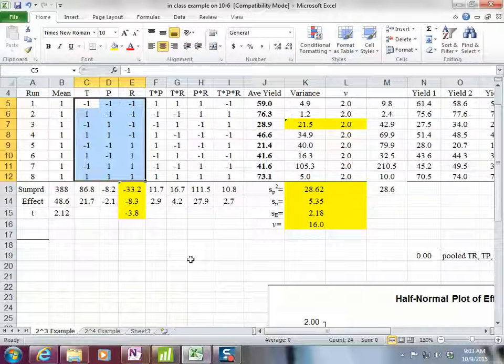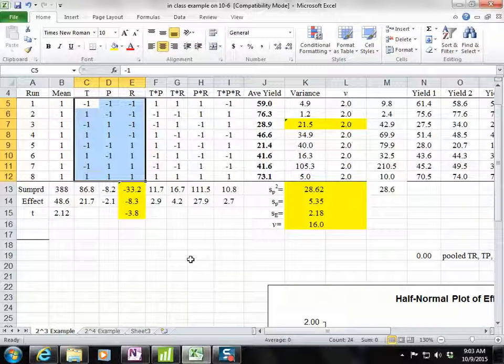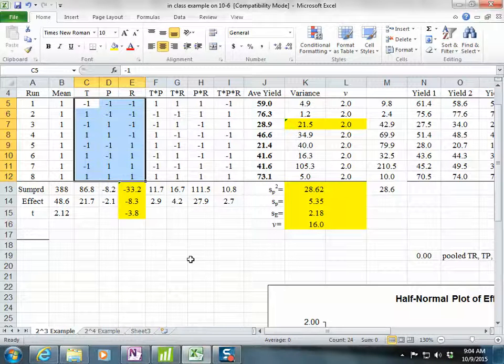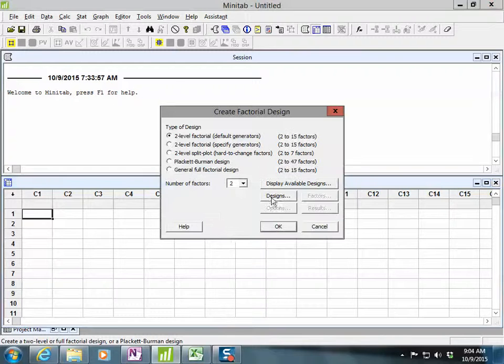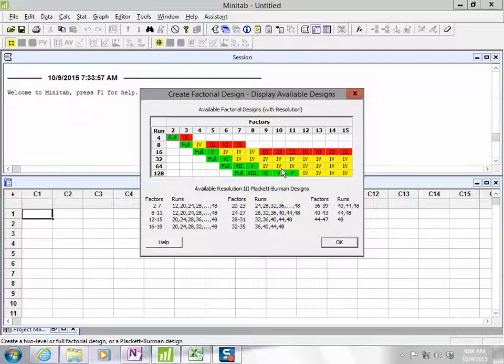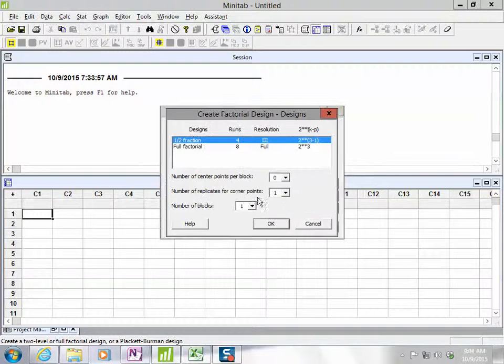What I showed you how to do, -1, +1, alternating, that's called the standard order. If we create a design in Minitab using the standard order, then we'll be able to just cut and paste our results in there. So go to Minitab, create factorial design, 2-level, default, that's great. We have 3 factors. This gives us information that we'll use later when we do screening design stuff. So you just keep clicking buttons and get things set the way you want.